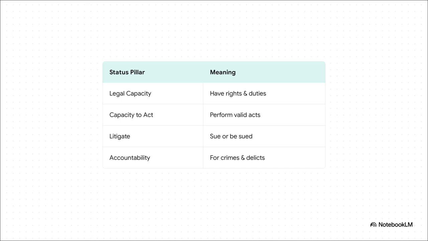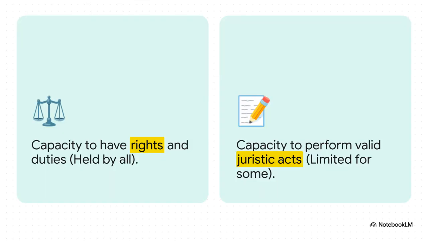Your overall legal status is literally just the sum total of where you stand in relation to these 4 specific pillars. Let's look a bit closer at the first 2, because honestly, they're the ones that usually cause the most confusion. There is an absolutely crucial difference here. Legal capacity is simply the capacity to have rights and duties. Literally every single human being, from a newborn baby taking its first breath to a 90-year-old adult, holds legal capacity.